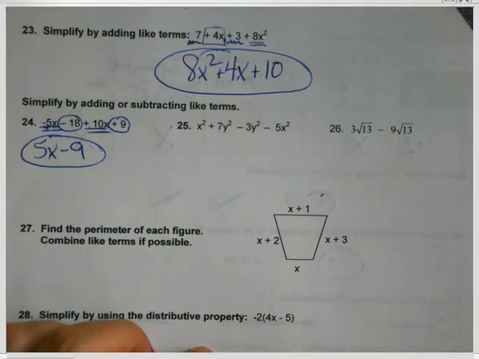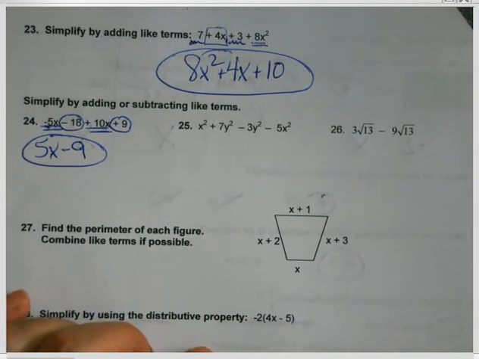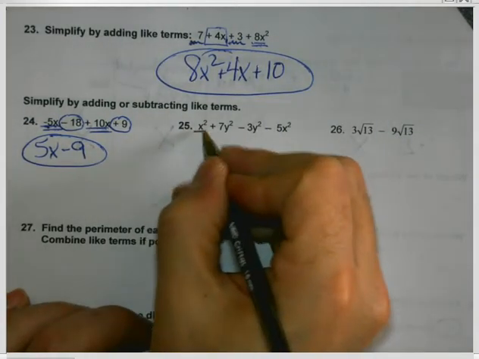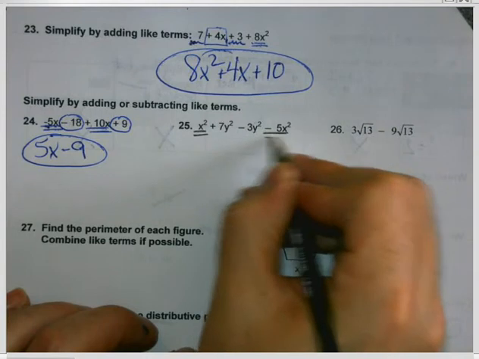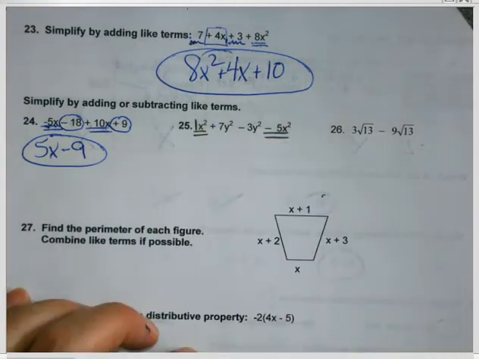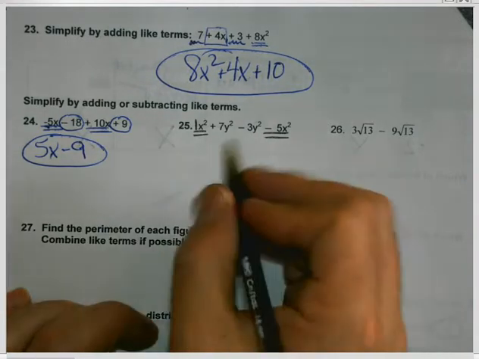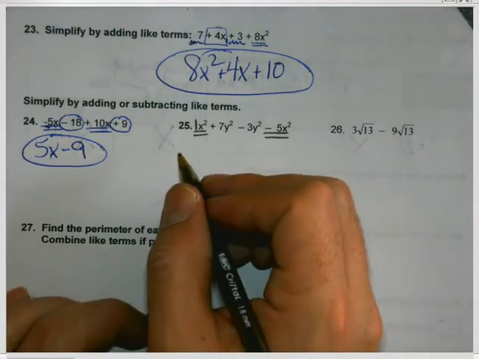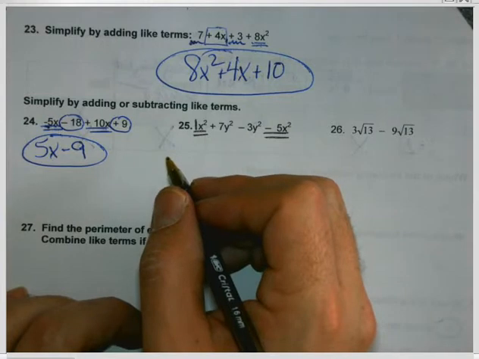What goes together in 25? Okay. So 1x squared, take 5 away. If there's no number in front of a variable, we always assume there's going to be a 1 there.